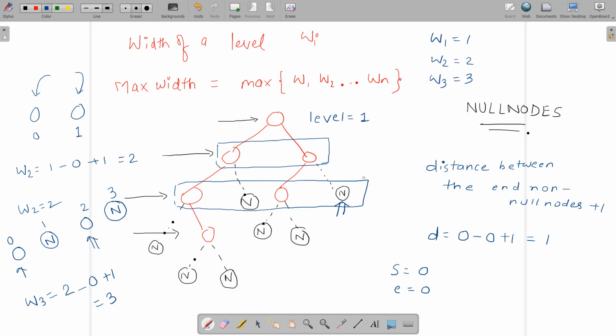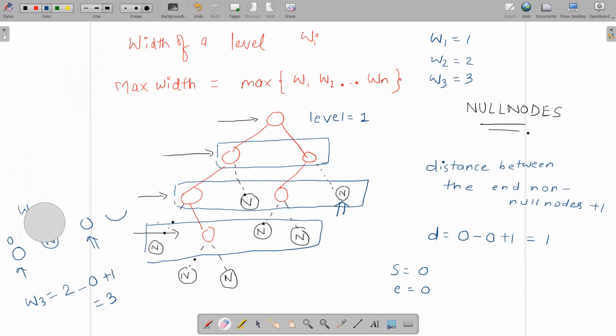This has been drawn for imaginary purposes to understand, since we need to account for the null nodes between the two end nodes. That's why I have drawn these null nodes. Okay, so now let's understand the next level, that is this one. Let me just erase some of the parts.